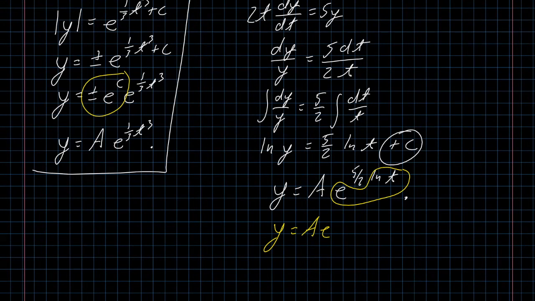Right? Properties of natural logs. R times natural log of x is natural log of x raised to the r power. So 5 halves natural log of t is the natural log of t to the 5 halves power. And the exponential and natural log are inverses of each other. So e raised to the natural log of something is that something. And the simplified solution to this differential equation is y equals a times t to the 5 halves power.